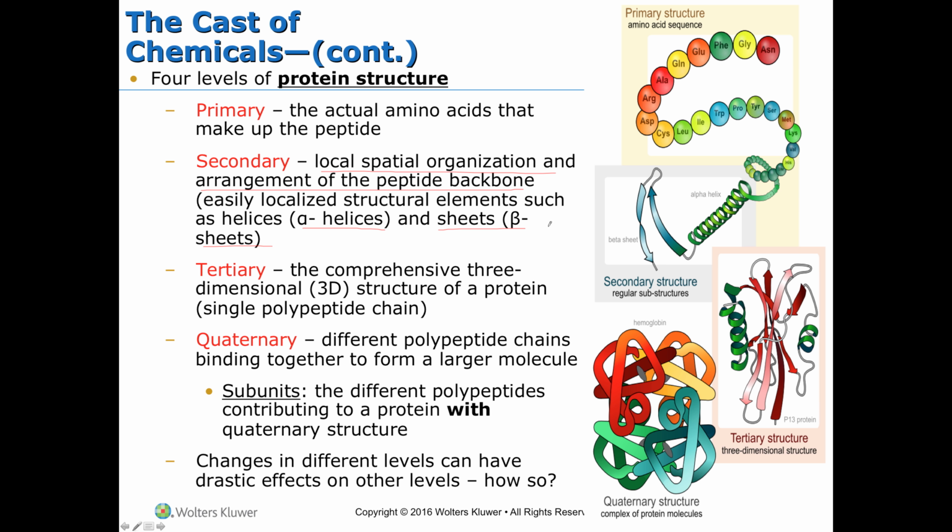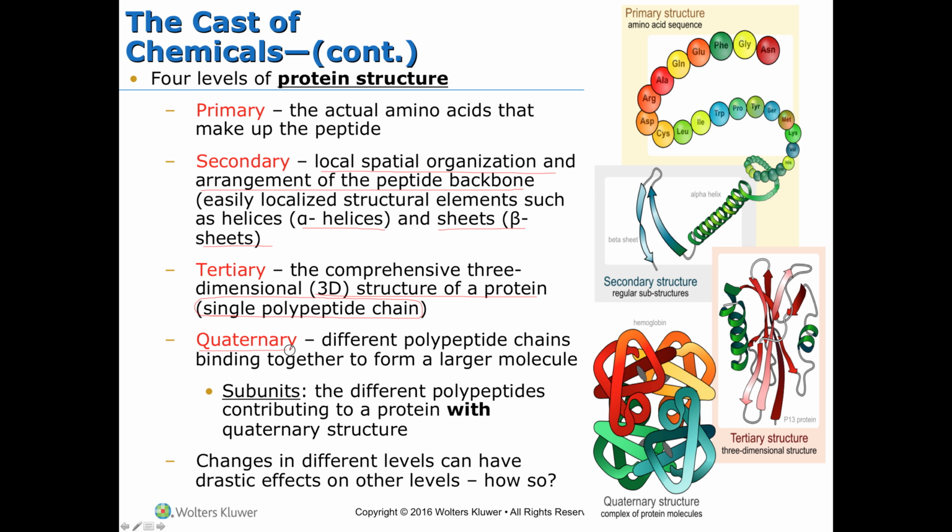The tertiary structure is the comprehensive 3D structure that a protein will take in a single polypeptide chain. So the tertiary structure of a protein is its own single polypeptide chain, the way that it folds in and on itself. So there's going to be particular interactions between the R groups of particular amino acids.